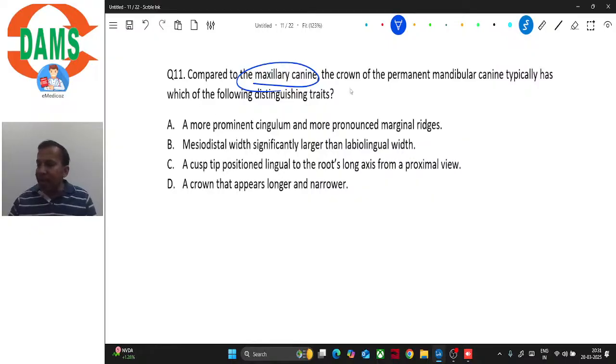So compared to the maxillary canine, the crown of the permanent mandibular canine typically has which of the following distinguishing traits? The options are a more prominent cingulum and more pronounced marginal ridges. Do you think the mandibular canine has a more prominent cingulum as compared to the maxillary canine? And the answer is no. Isn't it? Very good, Bhavna. It is class 1. That's why it is class 1. Right?